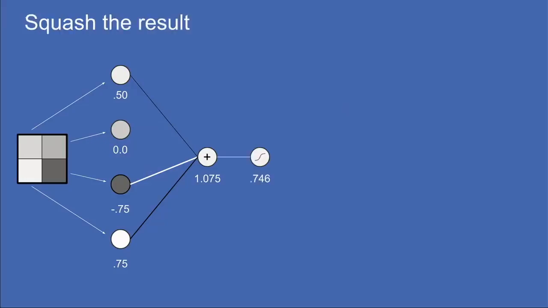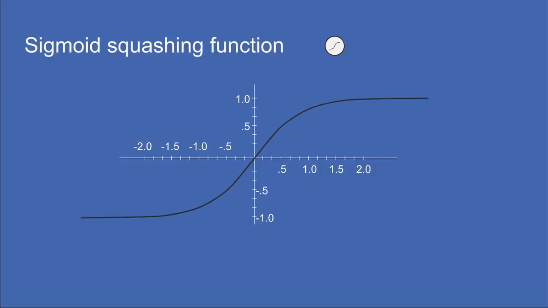The next thing that we need to do is squash the result. Because we're going to do this a lot of times, it's nice if we always guarantee the answer is between plus and minus 1 after each step. That keeps it from growing numerically large. A very convenient function is this S-shaped, sigmoid squashing function. This particular one is called the hyperbolic tangent. There is confusingly something else that's called the sigmoid. It's a little bit different, but the same general shape.